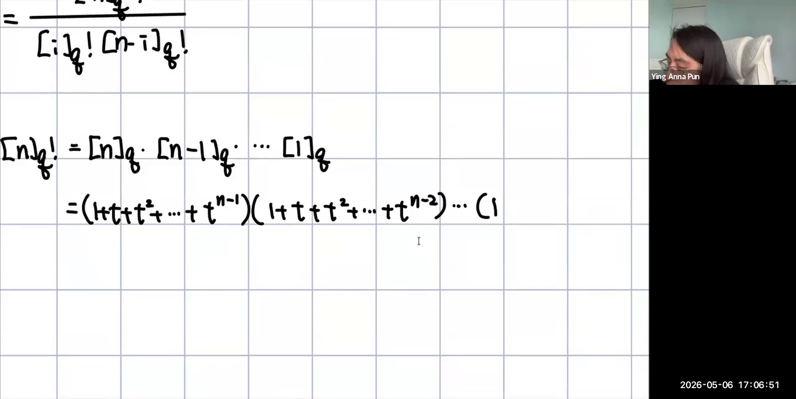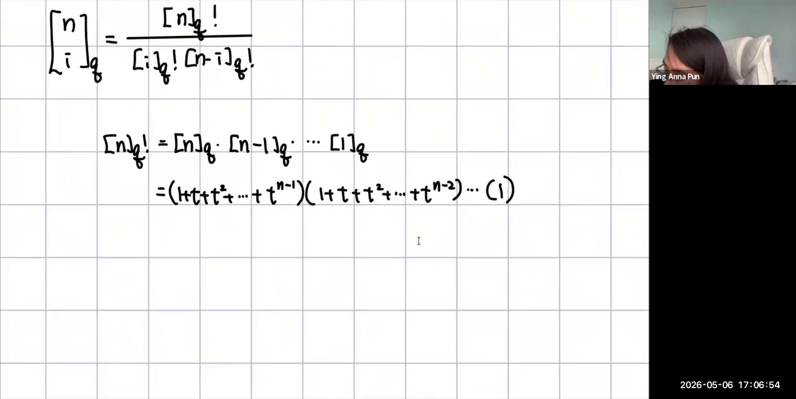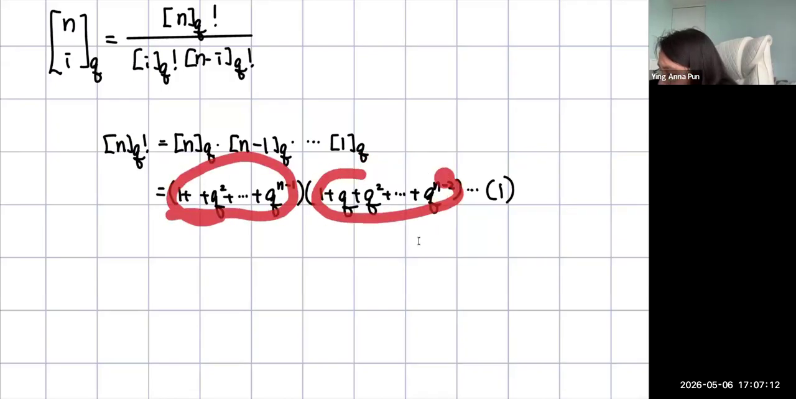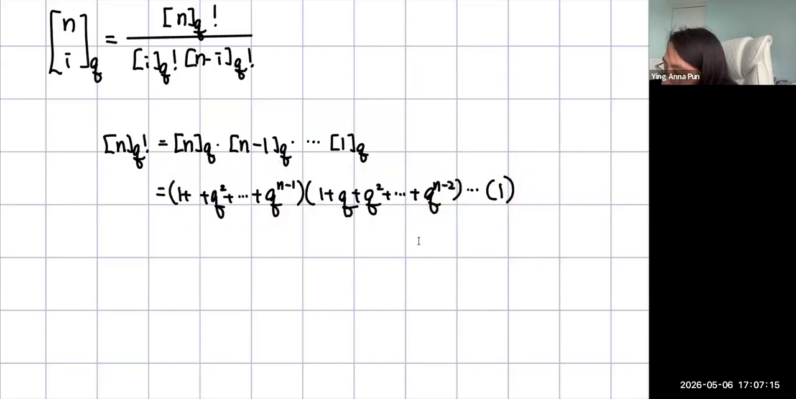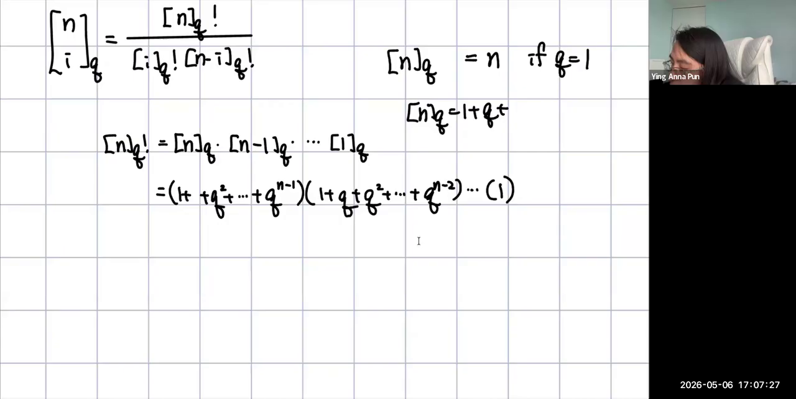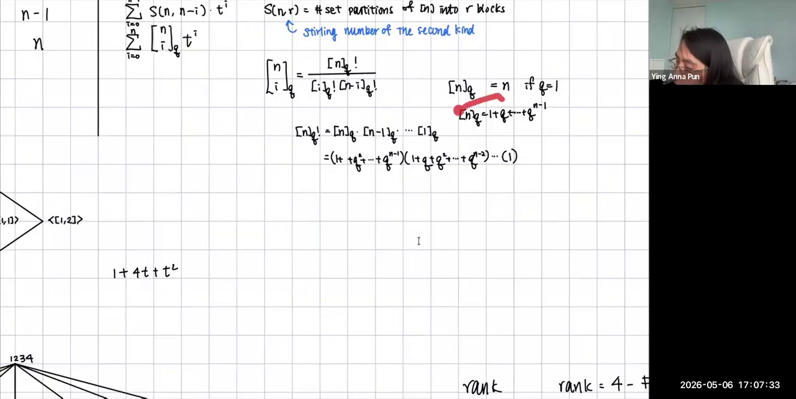So 1 is just 1 here. Oh, sorry, I should write everything in q. q, q, q. Just change your variables. Notice that if you put q equal to 1 here, this gives you n, this gives you n minus 1, and then that gives you 1. So basically [n]_q is just equal to n if q is 1, if I define [n]_q as 1 + q + ... + q^(n-1). Okay, so that's the q-number.